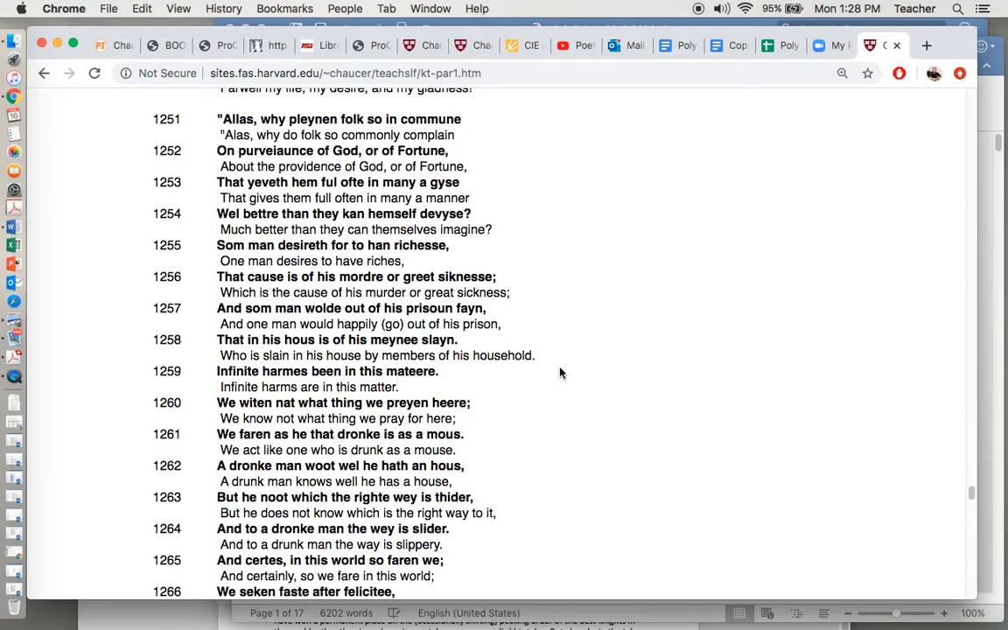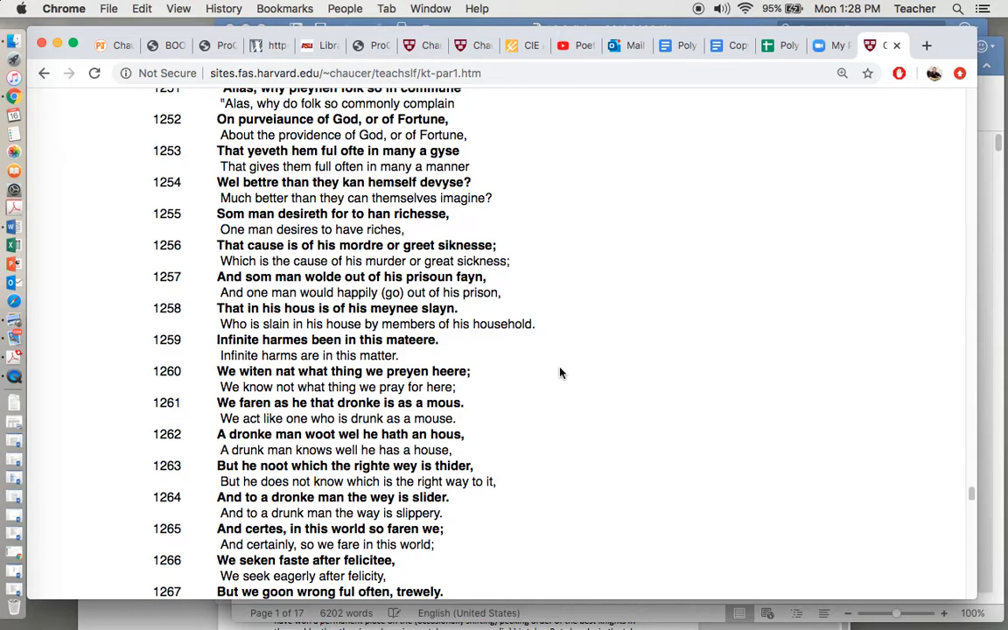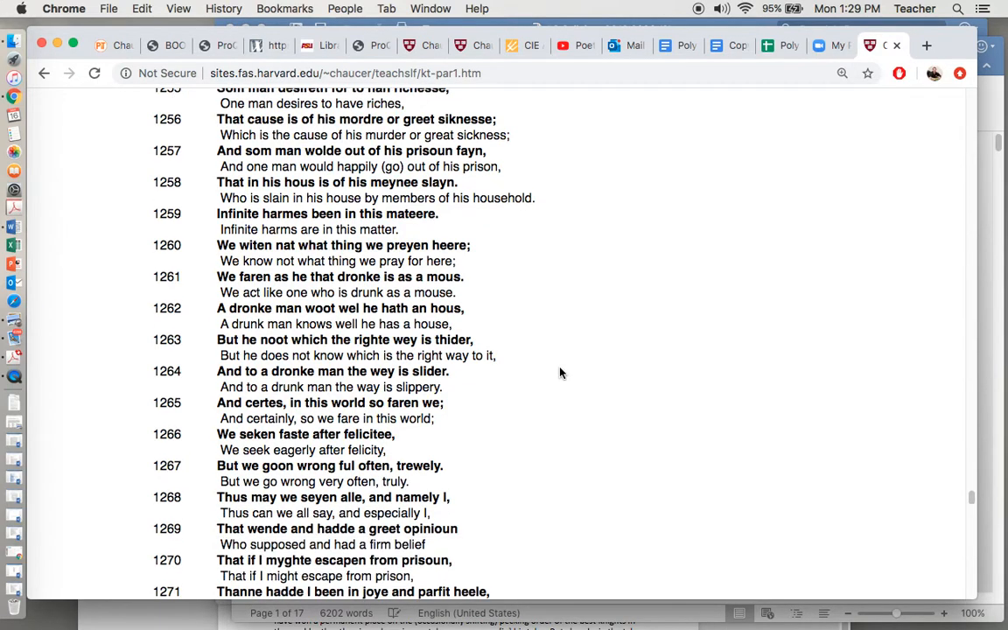Line 1251. Alas, we play in folly, in common, of providence of God or of fortune, commune fortune. The dreams of him for laughs, and many a guess would better than they can himself devise. Some man desireth for to have riches, a richesse, that causes of his murder, a great sickness, and some man would out of his prison fain, that in his house is of his main slain. There we go.